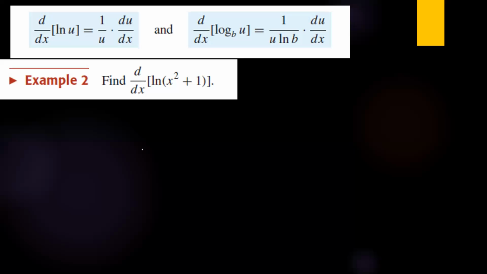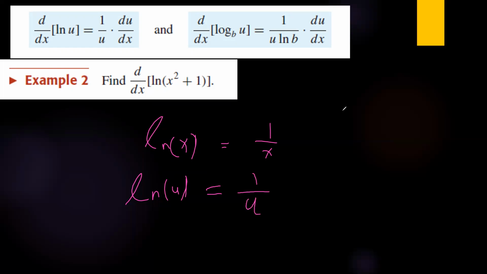So if you have ln of x only, and you want to find its derivative, you say it's 1 over x. But if you have ln of u, where u is more complicated than x, we assume it as u. So it's very easy. Say it's 1 over u, then times the derivative of u with respect to x. So the derivative of ln of u is 1 over u times du over dx.